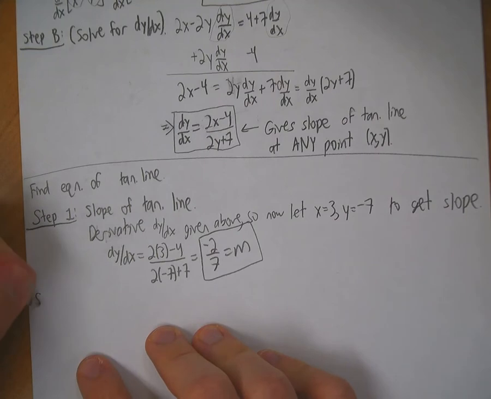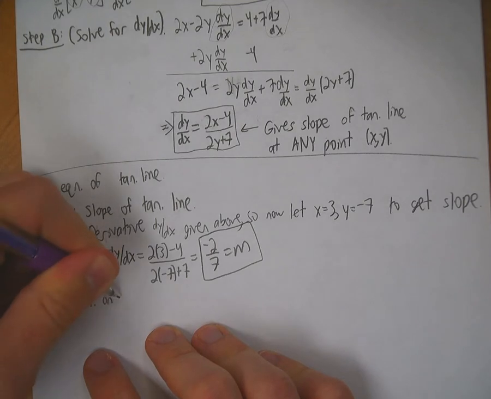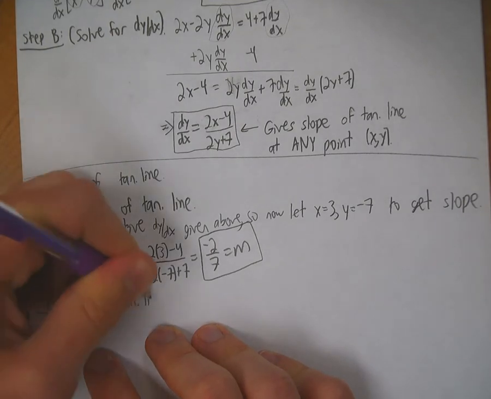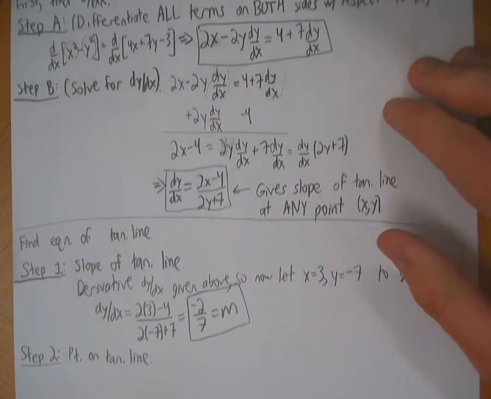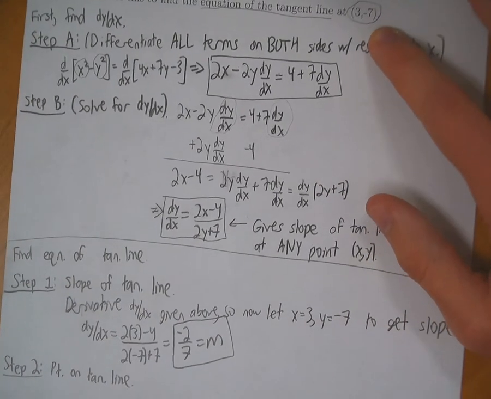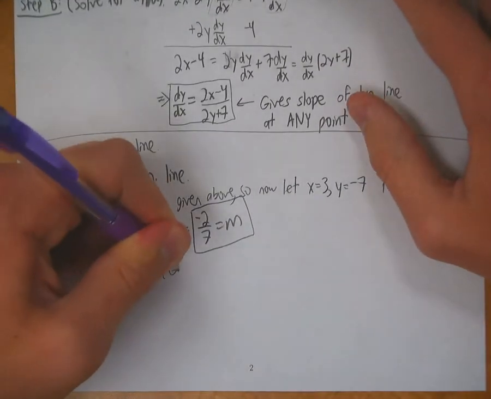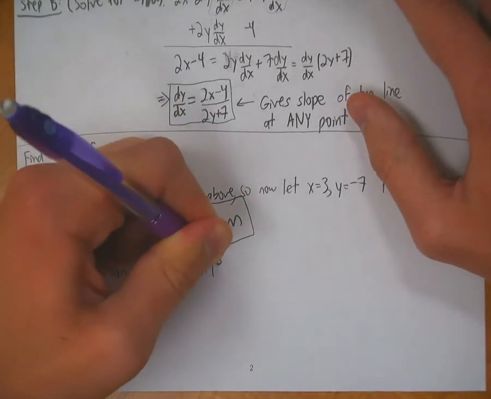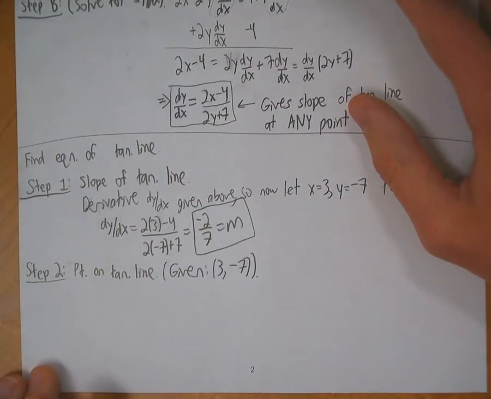So now step 2. The good news is that with step 2, which is the point on the tangent line, with problems like this, they usually kind of give it to you already. So in this case, it would just be (3, -7), as we stated in the problem statement. So given (3, -7), step 2 is usually pretty nice and quick in a problem like this.